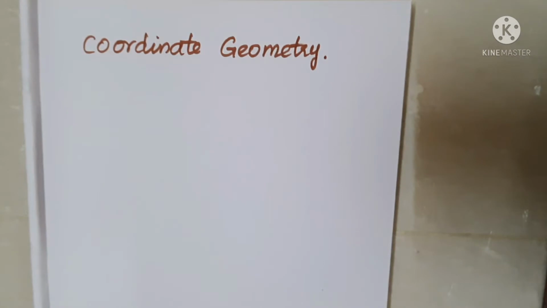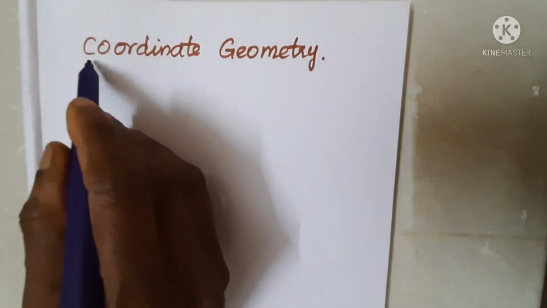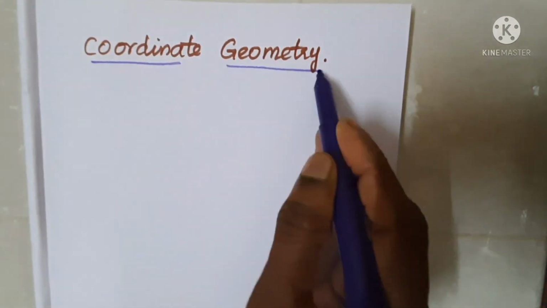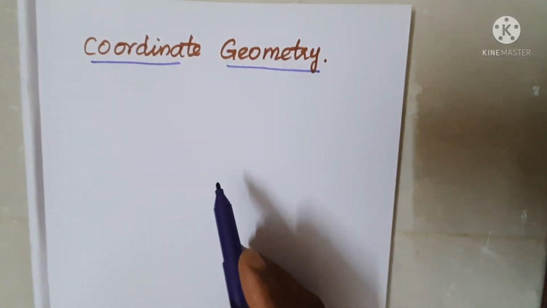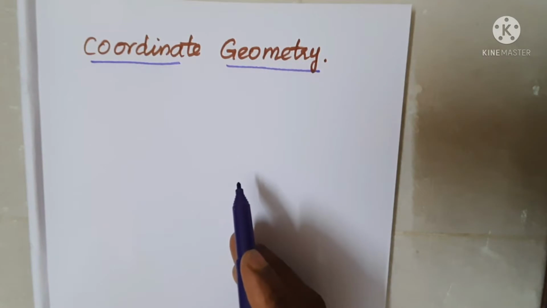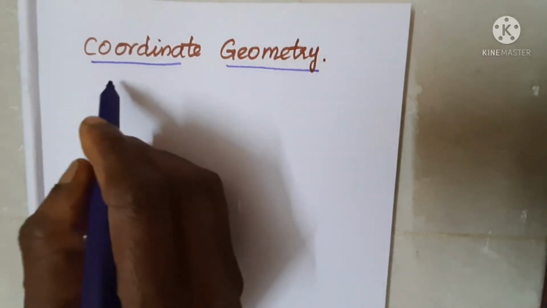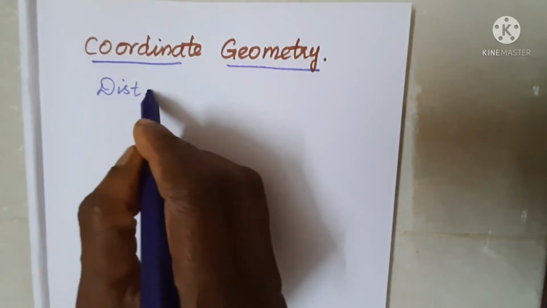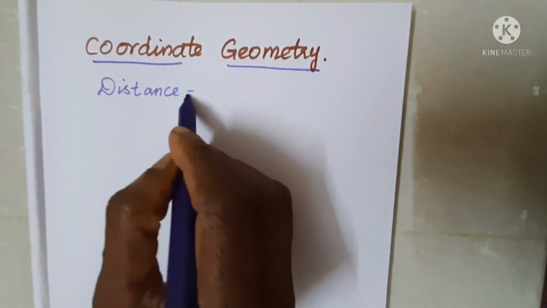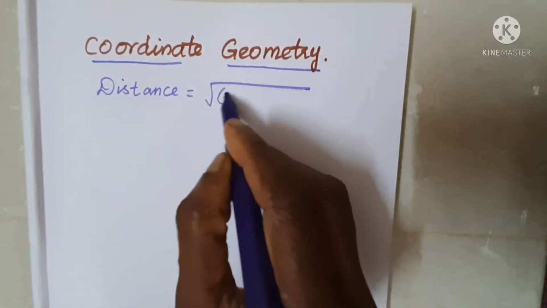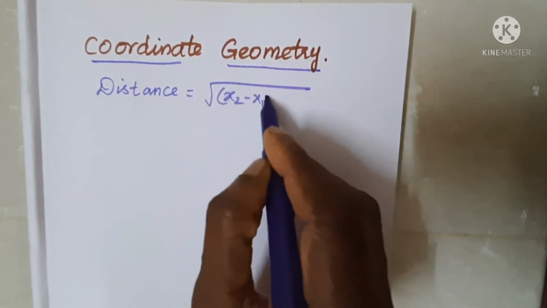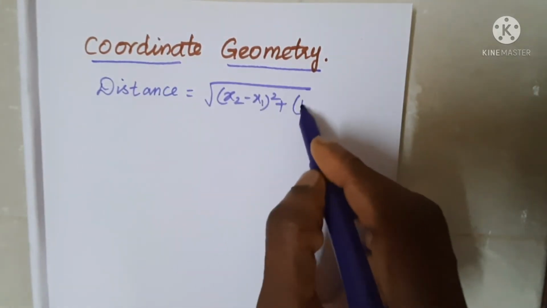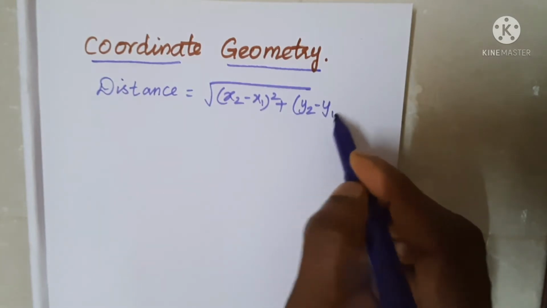Today we are going to see the chapter coordinate geometry. In this coordinate geometry, you already learned the distance between 2 points: root of (x2 minus x1) the whole square plus (y2 minus y1) the whole square. That you should have learned in 9th standard, the distance formula.